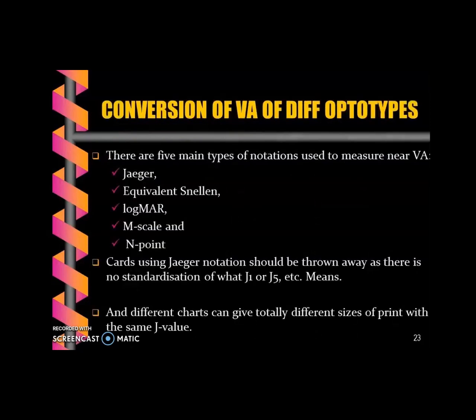Now, conversion of VA of different optotypes. There are 5 main types of notations used to measure near visual acuity. These are the Jaeger system, the equivalent Snellen notation, the Logmar notation, the M-scale, and the N-scale. Cards using the Jaeger notation should be thrown away, as there is no standardization of what J1 or J5 etc. means, and different charts can also give totally different sizes of prints with the same J value.